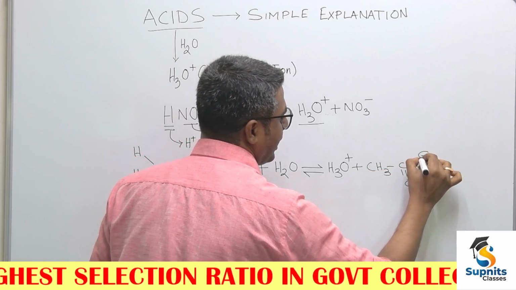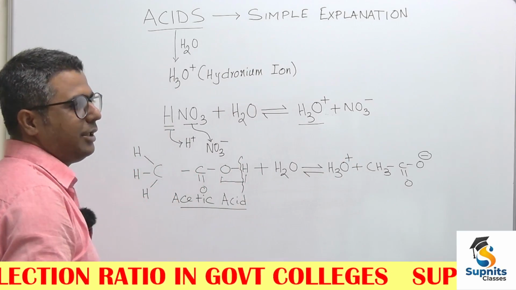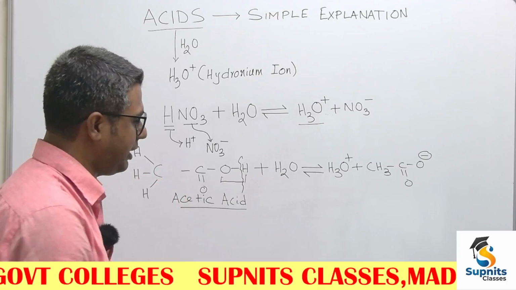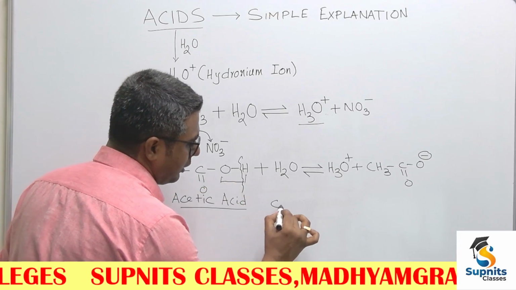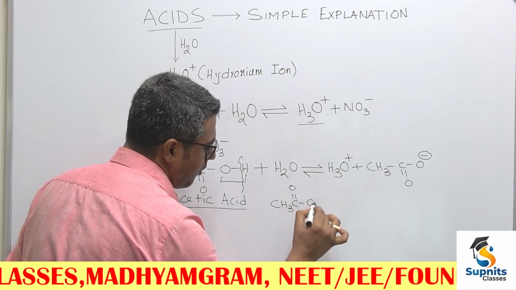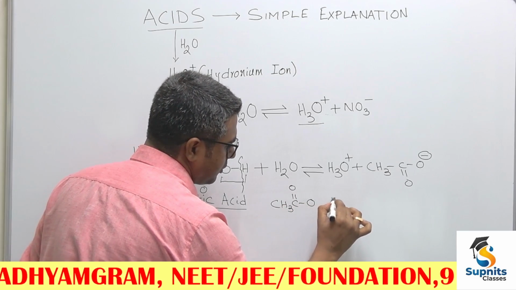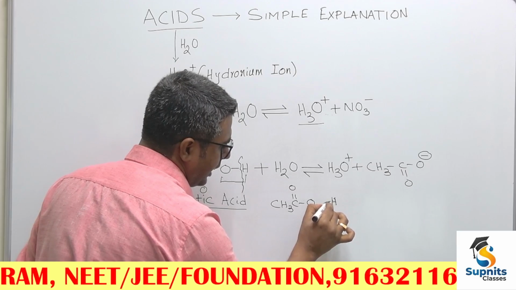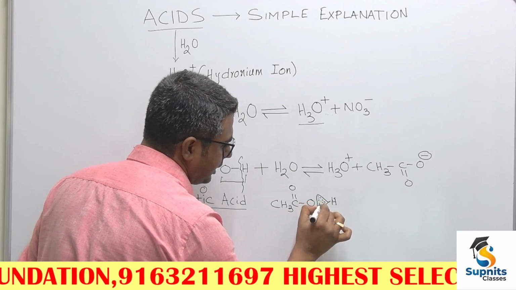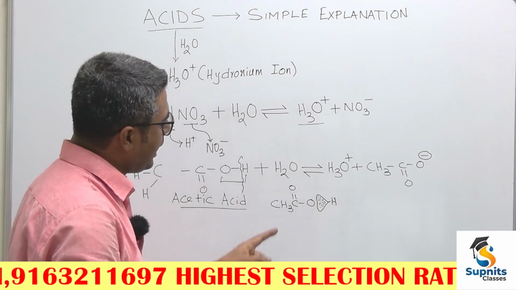CH3COO minus. If anyone is still wondering why there is a plus and there is a minus, I am going to explain this very well to you. See, if you want to write this like this, CH3COOH, this bond is highly polar. The electrons are more inclined towards oxygen.